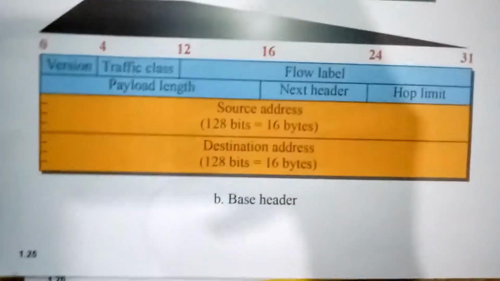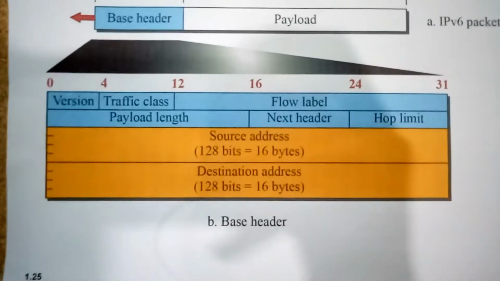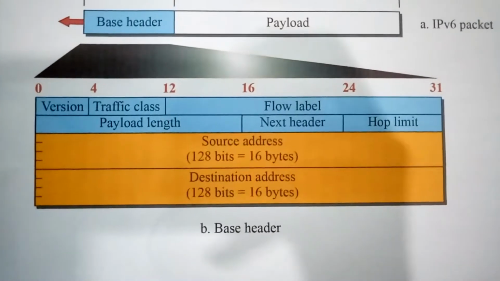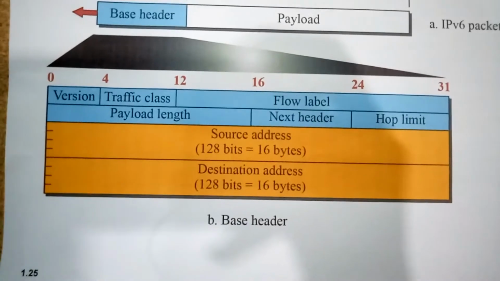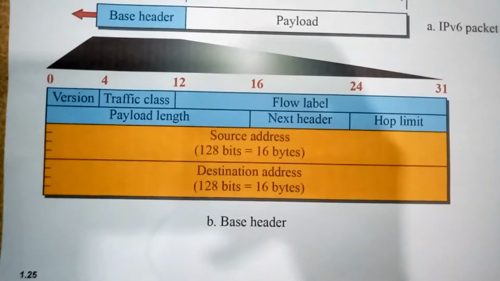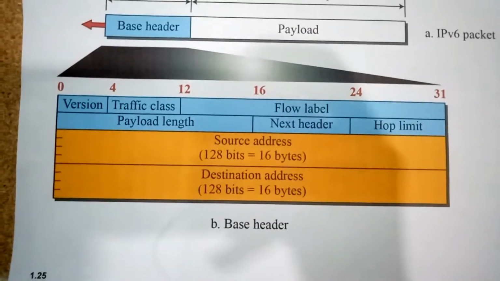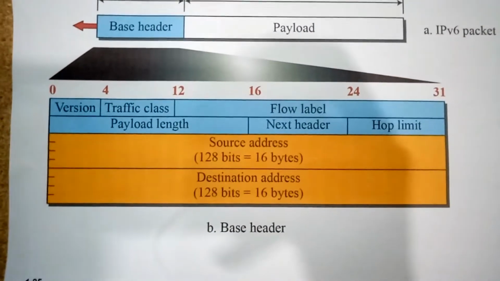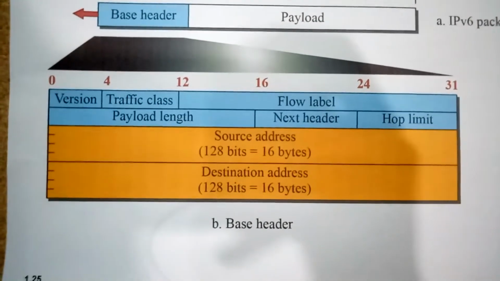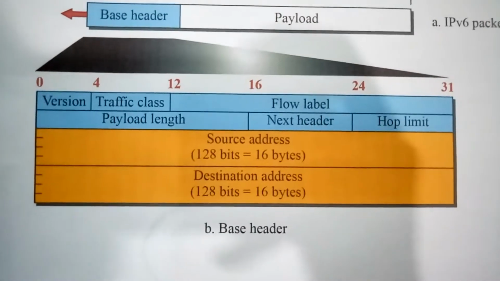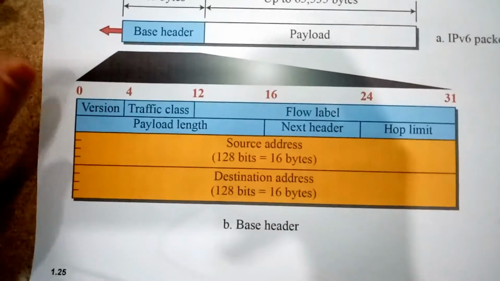So this is the base header. The base header has version, traffic class, flow label, payload length, next header, hop limit. It also has the source address, which is 128 bits, the same as 16 bytes, and the destination address, also 128 bits, the same as 16 bytes.